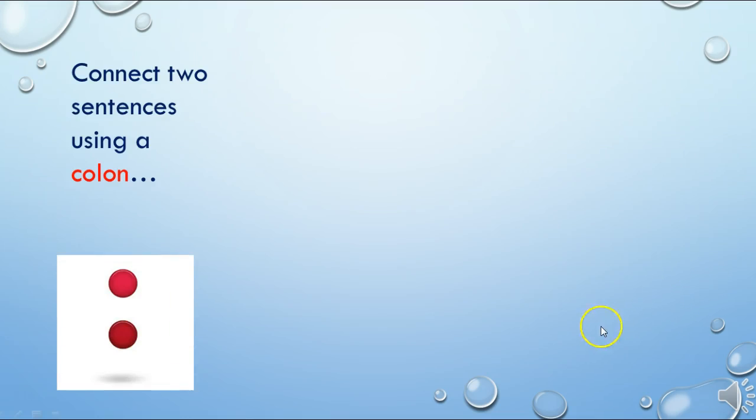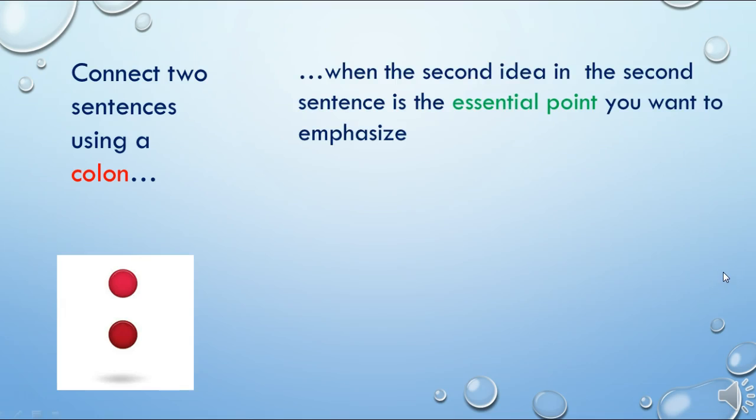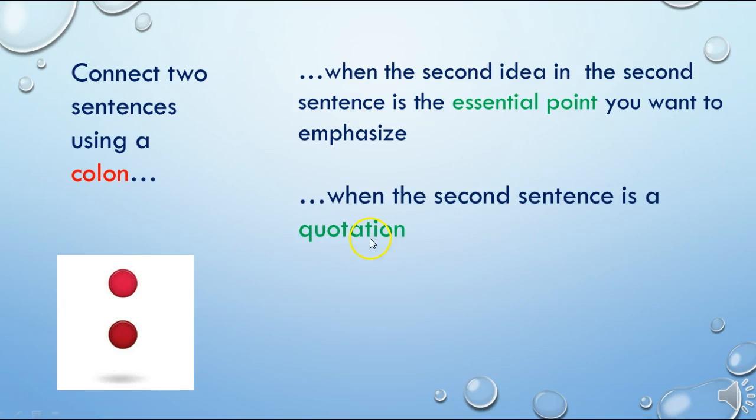All right, now let's take a look at how we use a colon to connect two different ideas. Again, two sentences, a compound sentence. We can connect two sentences using a colon when the second idea in the second sentence is the essential point that you want to emphasize. That's what you want your reader to take away. And we can also use it when the second sentence is a quotation.